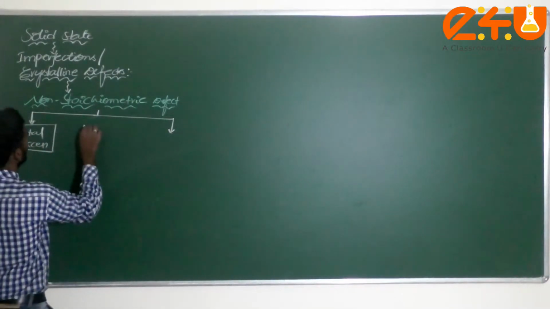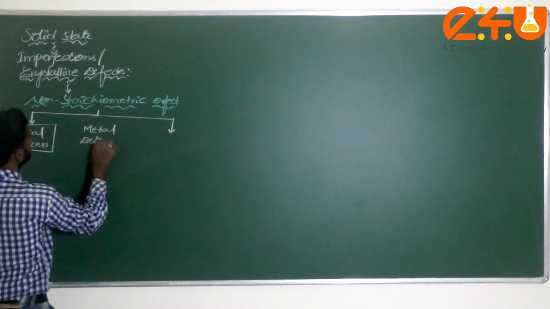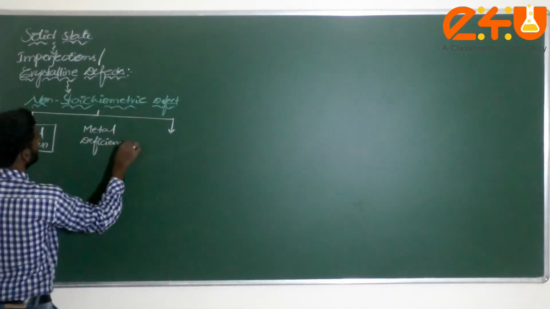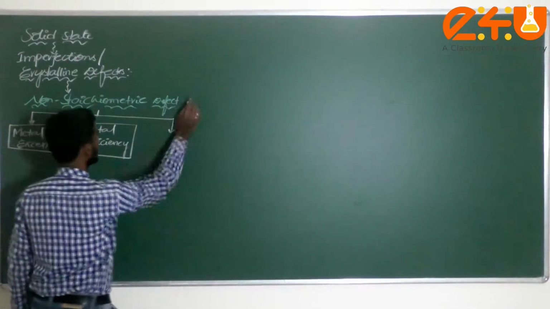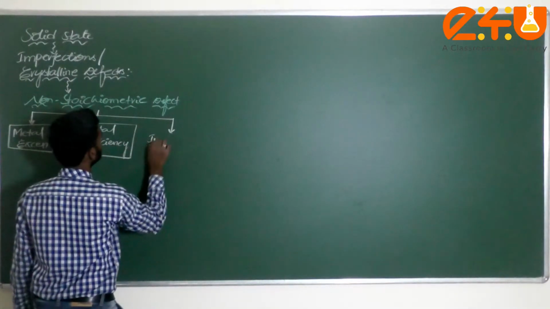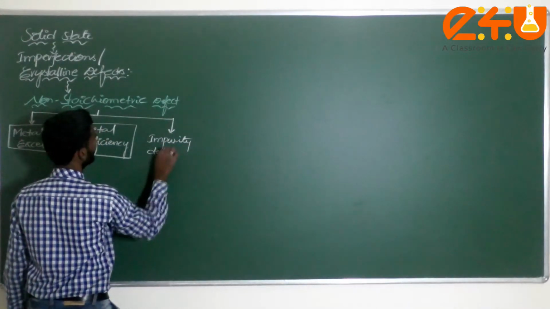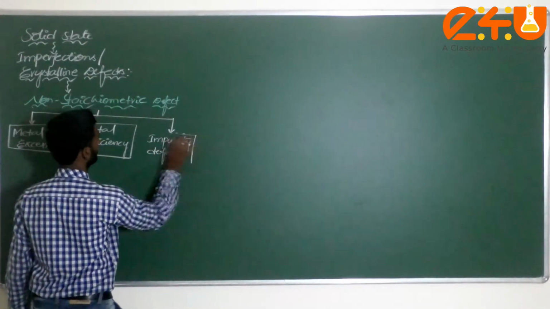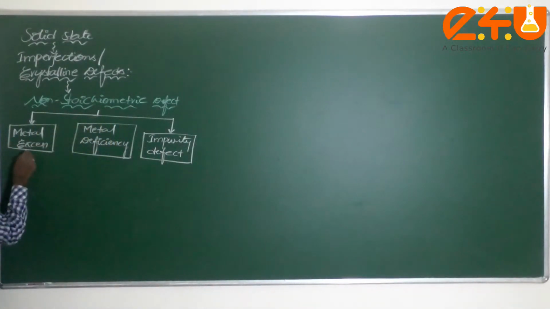Next one, metal deficiency defect. Next, the third one is called impurity defect. These are the three things we are going to discuss. First of all, metal excess defect.